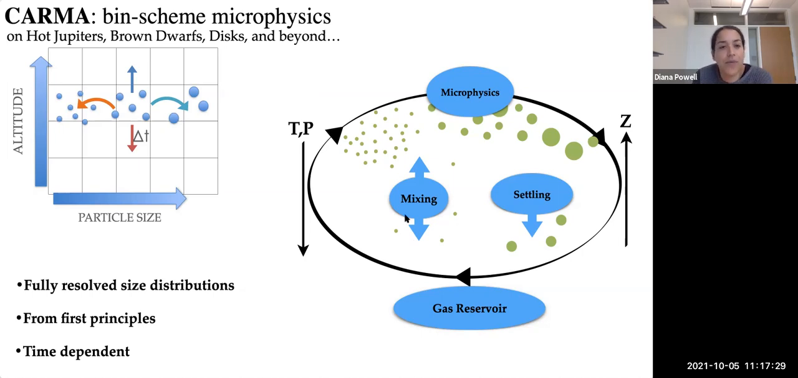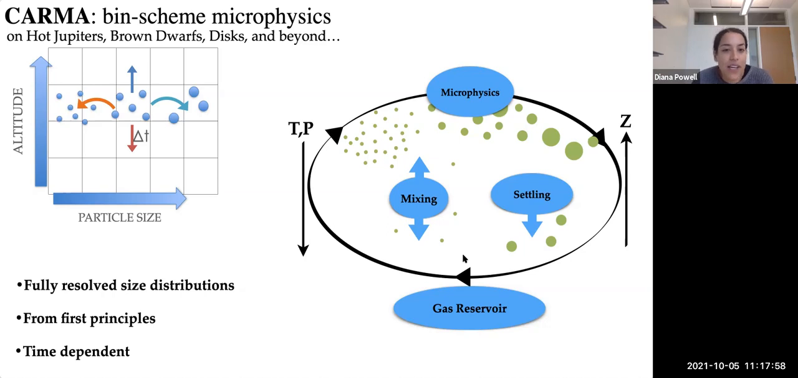And so on the right here is a general picture of how CARMA operates. Here I'm showing altitude in the atmosphere as well as temperature and pressure. The condensable gases are mixed upwards from a reservoir in the deep atmosphere until they reach a point where the gases become supersaturated and cloud particles form via microphysical processes. These particles can then themselves be vertically mixed or settle gravitationally.